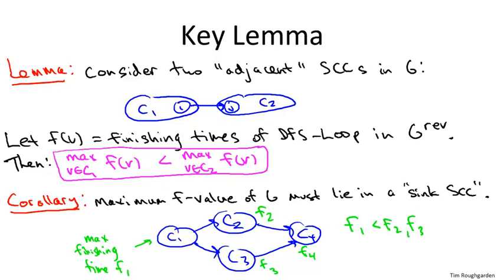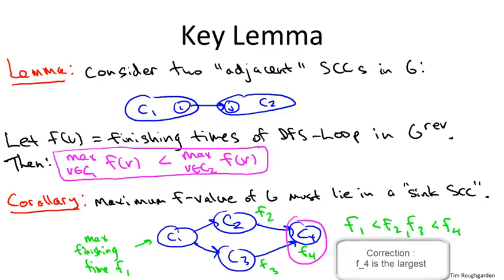For the same reasoning, F3 has to be bigger than F1. Symmetrically, we can apply the lemma to the pairs C2, C4 and C3, C4, and we get that F4 has to dominate both of them. You'll notice we actually have no idea whether F2 or F3 is bigger, so that pair we can't resolve, but we do know these relationships. Okay, F1 is the smallest and F4 is the biggest. And you'll also notice that C4 is a sink SCC in the sense that it has no outgoing arcs.